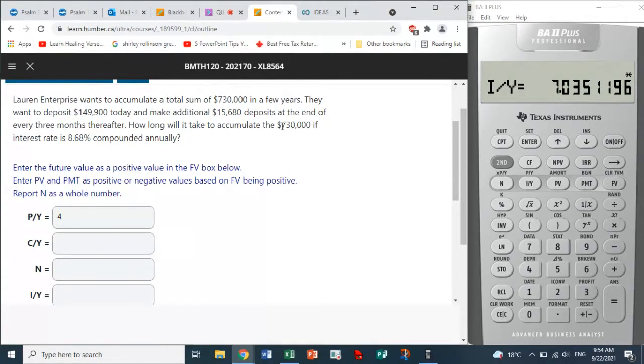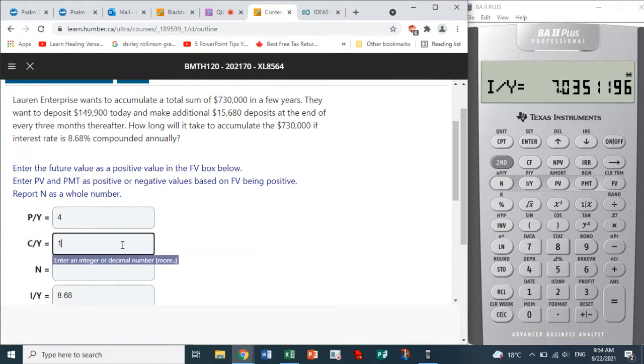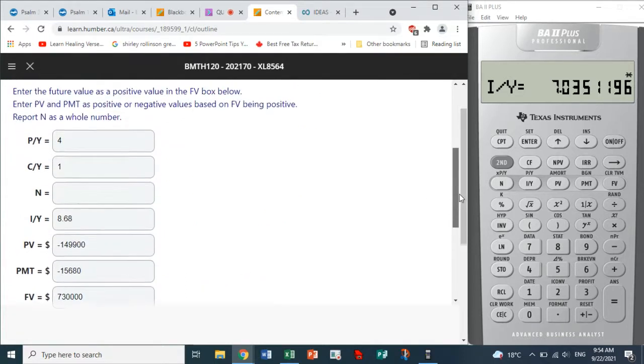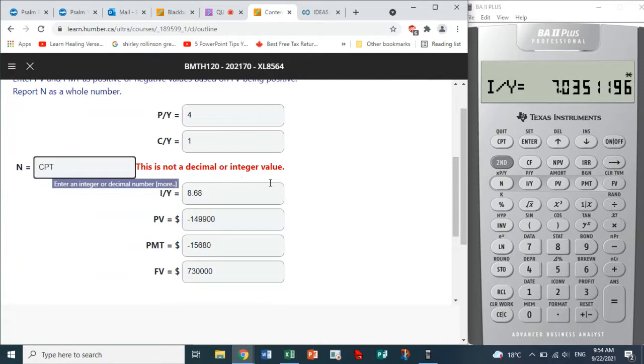How long will it take to accumulate the $730,000? The interest rate is 8.68, and it is compounded annually. So CY is 1. So we're computing N. That is the quantity we're computing.